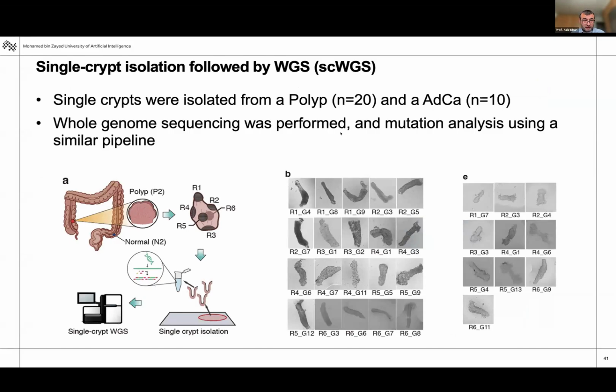So what we did was single cell crypt level sequencing, like single crypt isolation followed by whole genome sequencing. Initially we isolated crypts from a polyp which is not a tumor yet. It's just a normal polyp. From this polyp we were able to isolate 20 crypts. And on the other side, from a polyp which is already cancerous, we isolated 10 different crypts. These are individual building blocks of the inner lining of the colon. And you could see these are microscopic level images of these crypts.